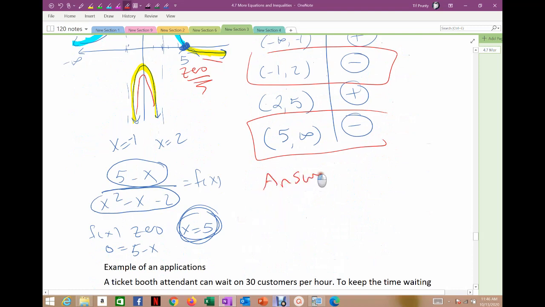So my answer is negative 1 to 2. There's no 0 there. Those are both asymptotes. Or 5 to infinity. But remember, 5 is the 0, so I get to include 5. So it's brackets on the 5. And the zeros are the hard part. When I include 0, I've got to make sure I include the 0 and use a bracket in my answer. So the answer to this function is between my asymptotes, negative 1 and 2, and for my 0, 5 to infinity. And since I get to include 0, I get to include the 5.